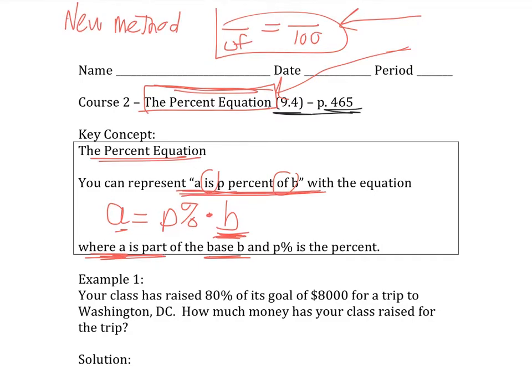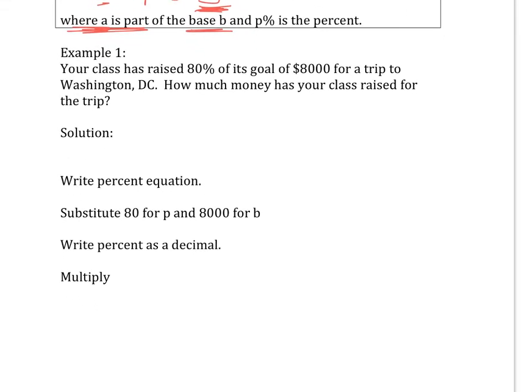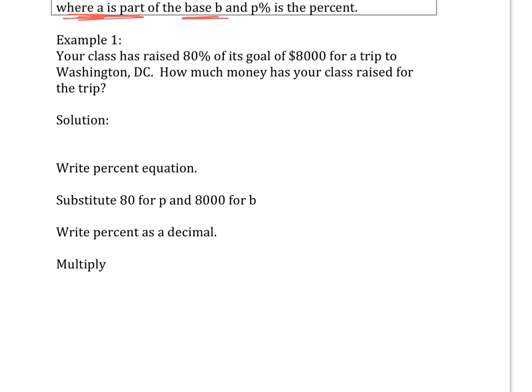So we're going to go through this word problem so you can see how it works. It says your class has raised 80% of its goal of $8,000 for a trip to Washington, D.C. They want to know how much money your class has raised for the trip. So we're trying to find out how much.